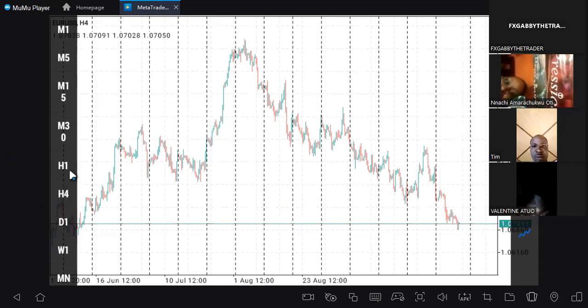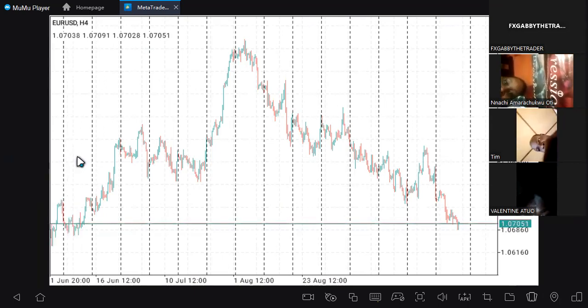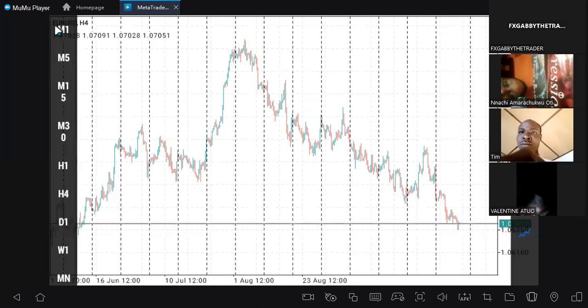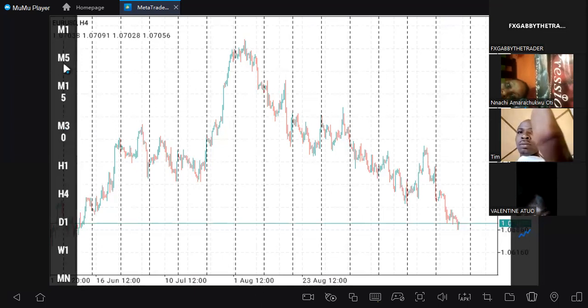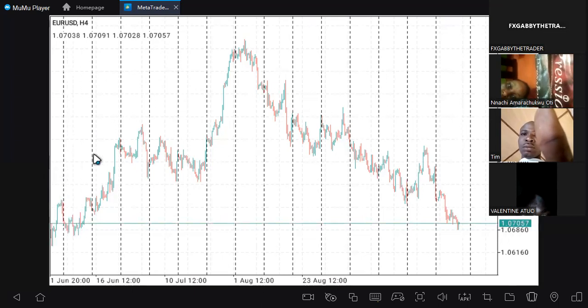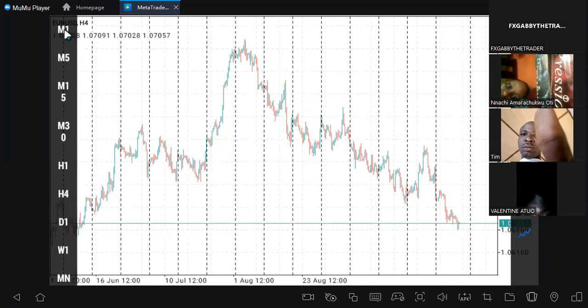Remember, I told you, let's categorize the time frames: 1 minute, 5 minutes, 15 minutes, 30 minutes, written M30. M30 stands for 30 minutes. From the 1 minute, 5 minutes, 15 minutes, 30 minutes, and we end at 1 hour, these are called smaller time frames. Then from the 4 hour, daily, weekly, and monthly, these are called bigger time frames.